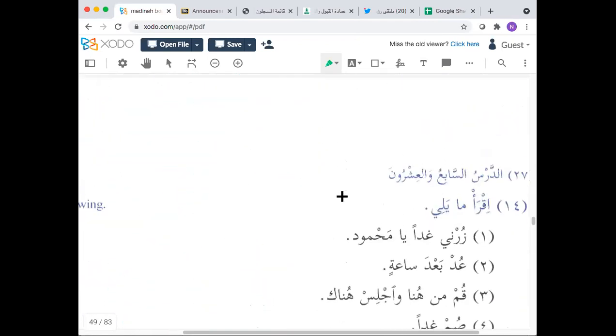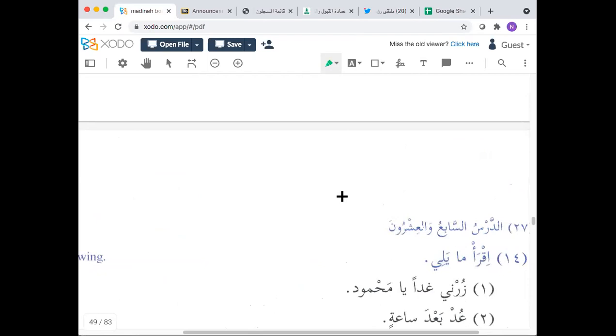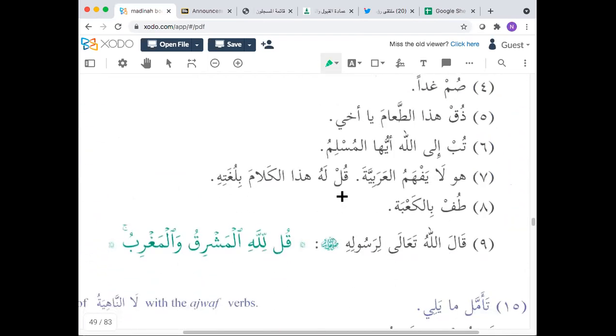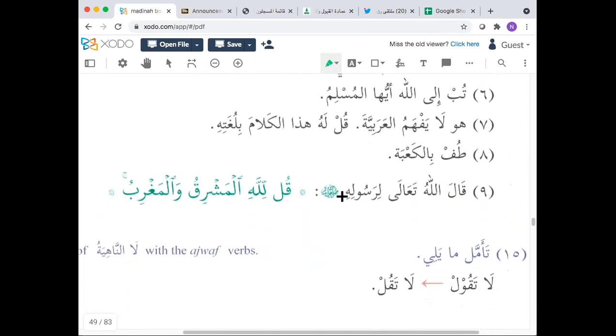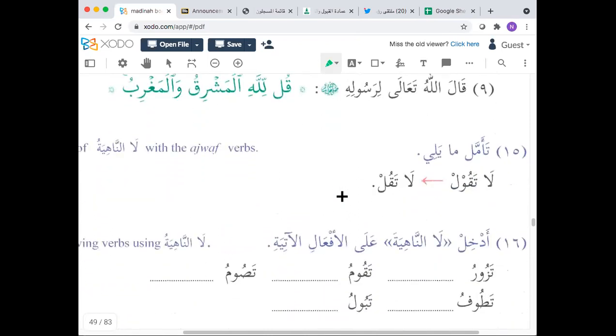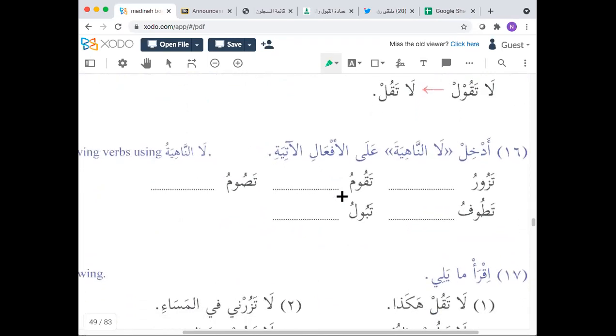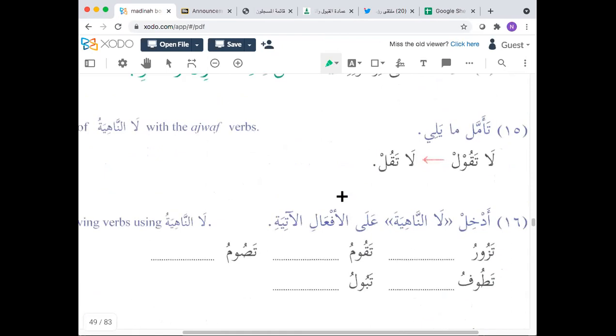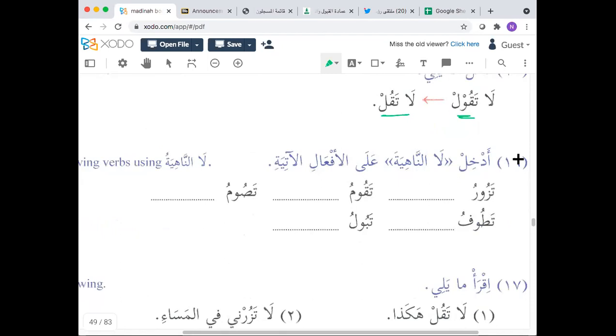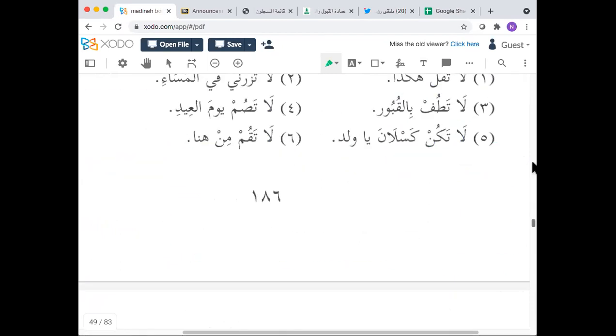I would encourage you all to go through the rest of the exercises, all of them. And if you have any questions, any confusions, bring them up next lesson before we start the Dars al-Thamin wal-Ishrun, because there's quite a lot of things happening over here. Although we've discussed most of it, La and Nahiya, for example, same as Lam. The weak letter is removed because of iltiqa sakinain. La taqul. And they want you to do the same over here. So prepare this for next lesson, inshallah.